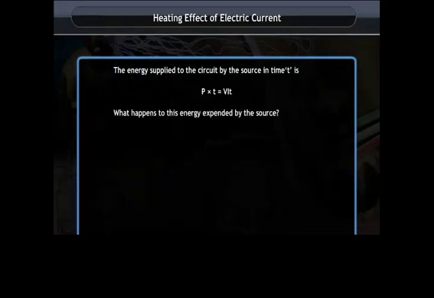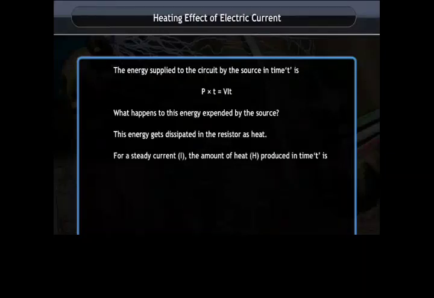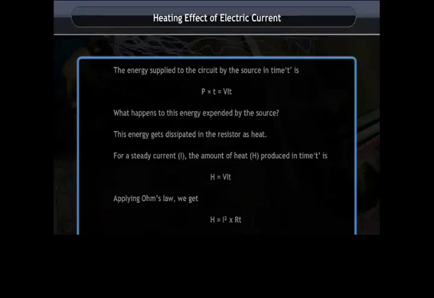What happens to this energy expended by the source? This energy gets dissipated in the resistor as heat. Thus, for a steady current I, the amount of heat H produced in time T is H = VIT. Applying Ohm's law, we get H = I²RT. This is known as Joule's law of heating.